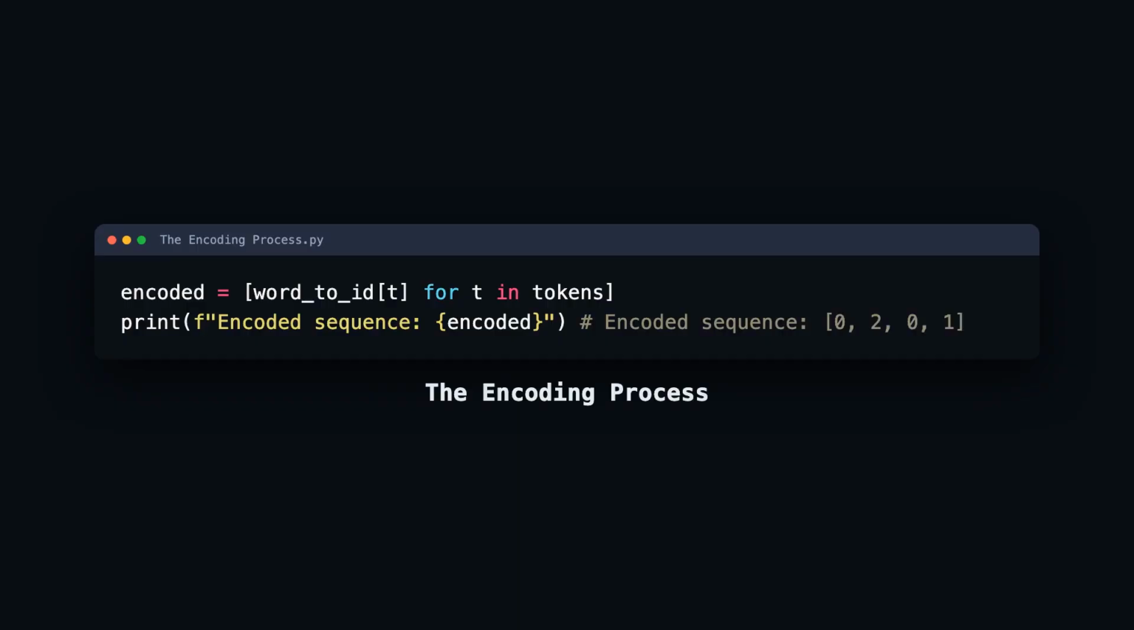Encoding is the act of transforming a sentence into a list of IDs. We iterate through our tokens and look up the corresponding ID in our word to ID dictionary. This converts our human text into a numerical vector. If you encounter a word not in your vocabulary, this code will crash with a key error, which is why real tokenizers use a special unknown token.